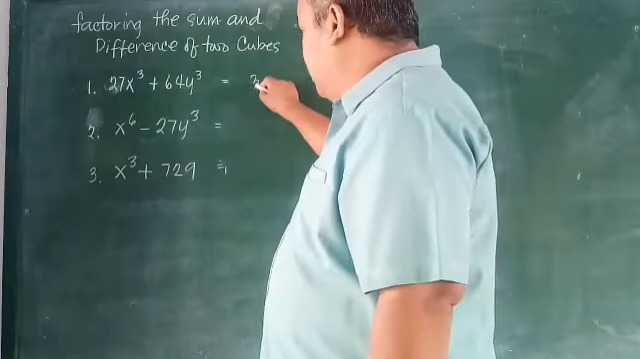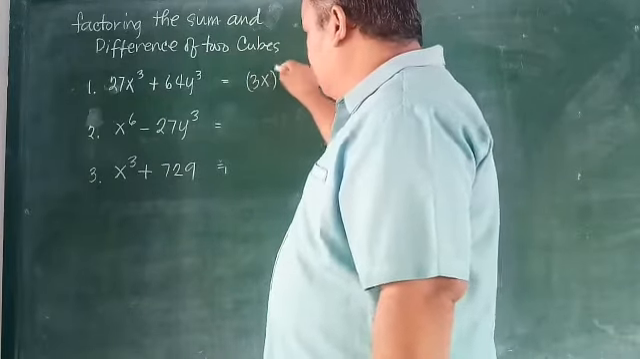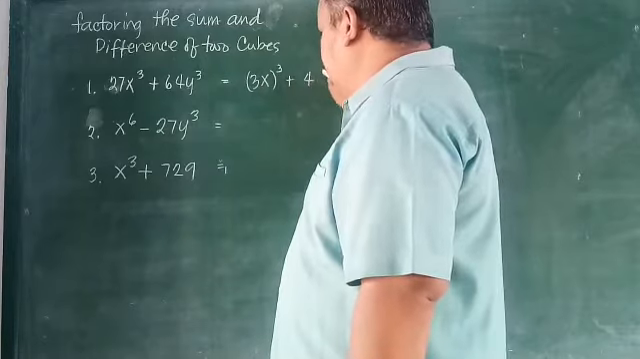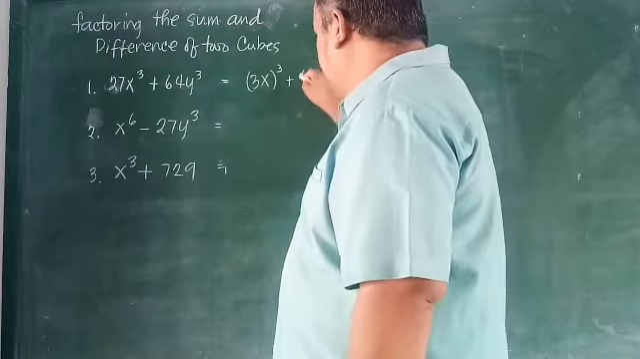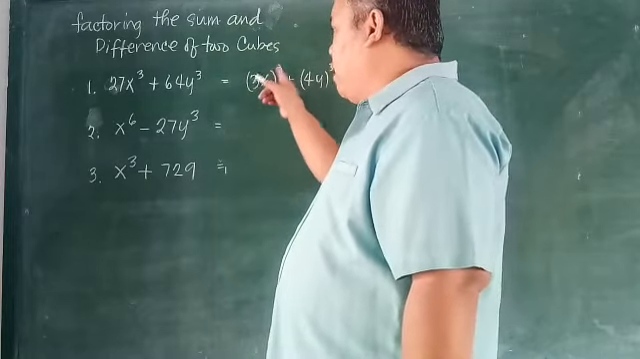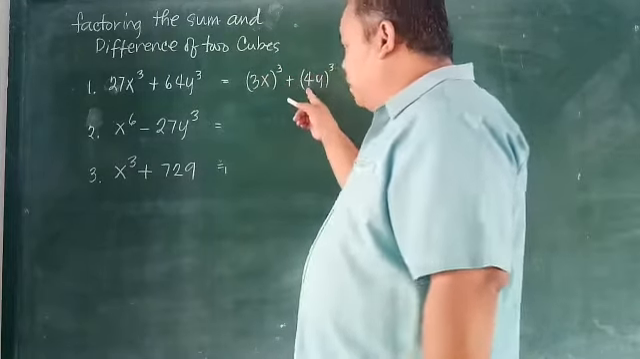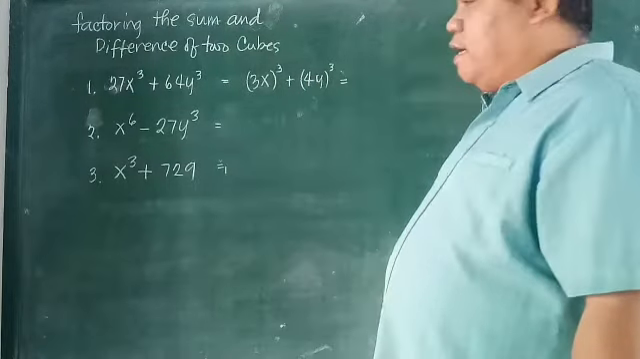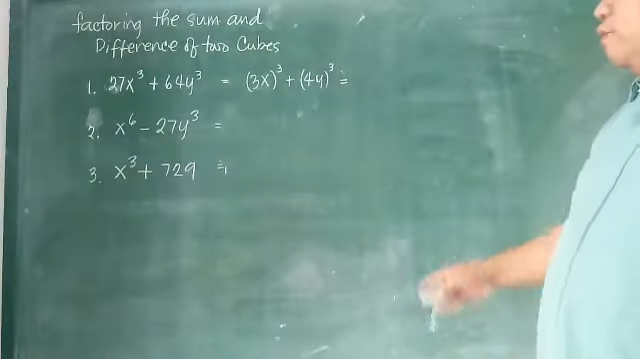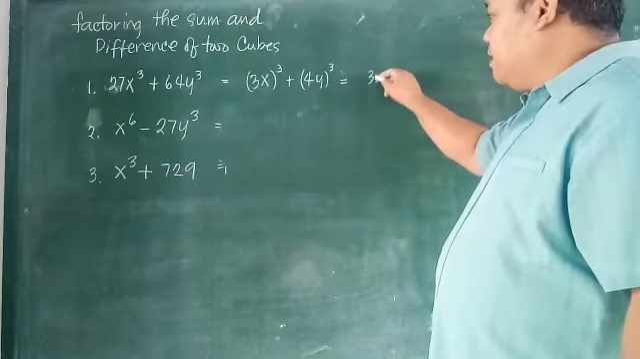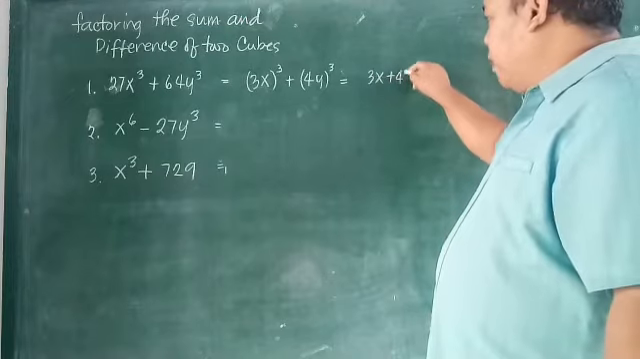This is 3x cubed plus 4 then y cube. So when you cube this, the cube of 3 is 27, cube of x is x cube. The cube of 4 is 64, and the cube of y is y cube. And then, the first thing to remember in factoring is we're going to get first the inner part, we have the 3x plus 4y.